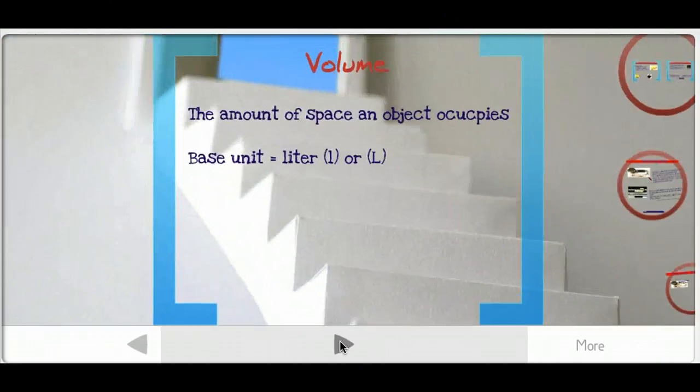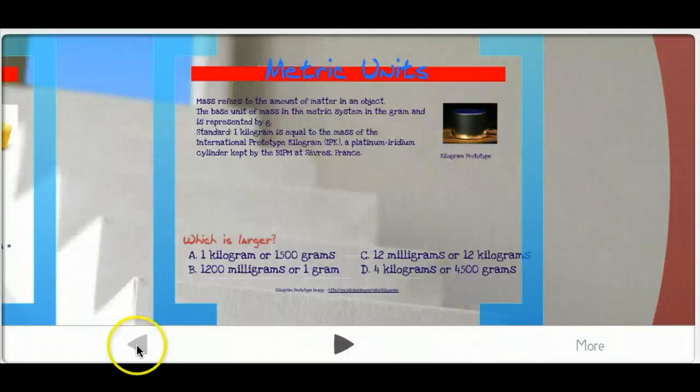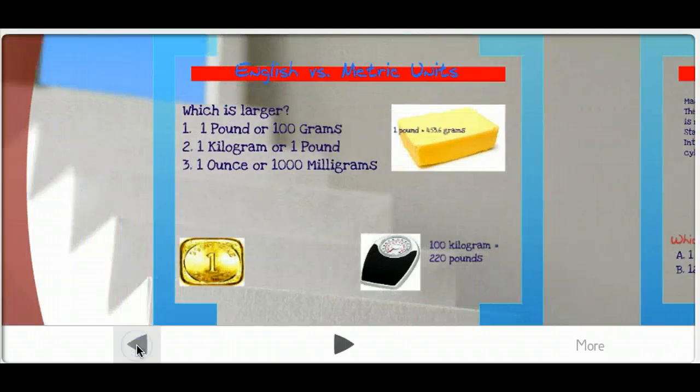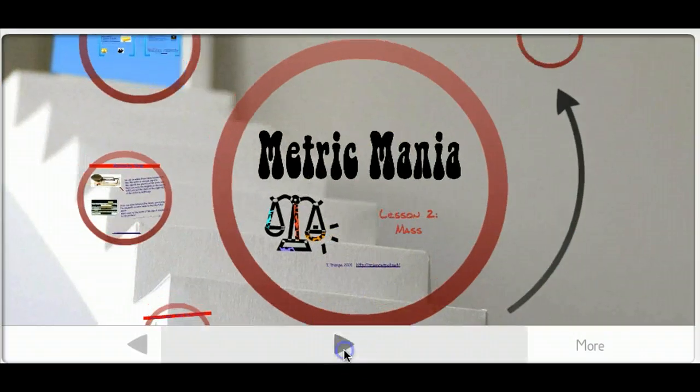Our next class we'll be talking about volume. After we do volume, we'll talk about density, because density is a relationship between mass and volume. So that'll be coming up. Okay, so today our focus is going to be on mass.